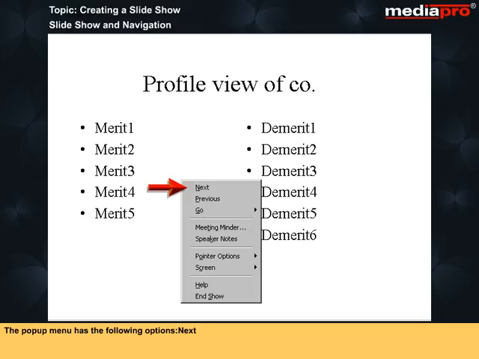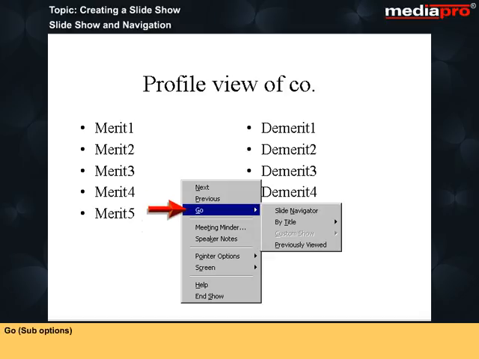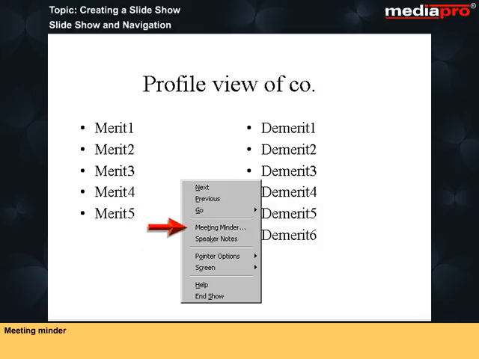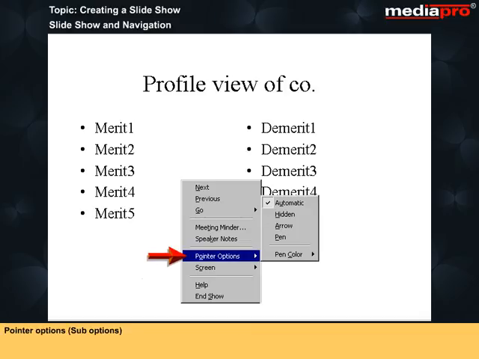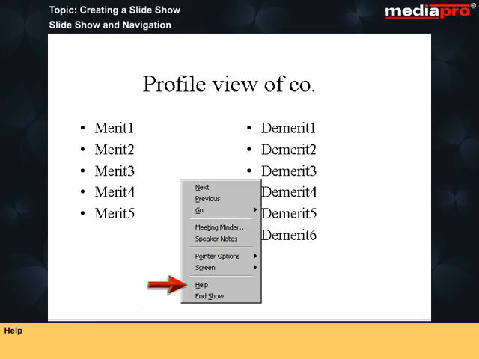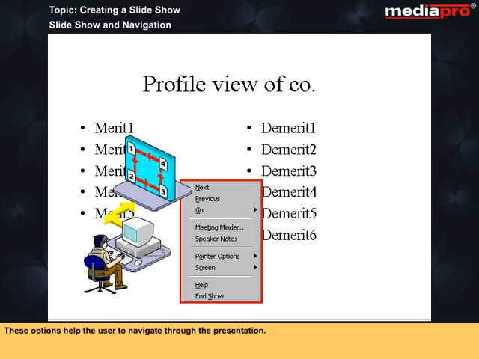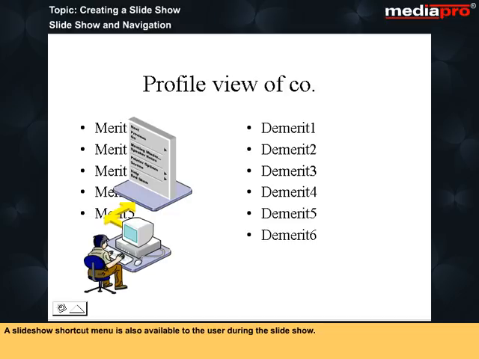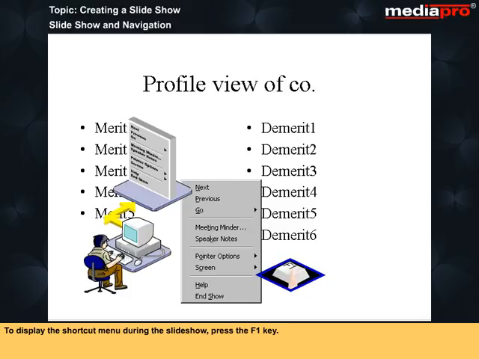The pop-up menu has the following options: Next, Previous, Go sub-options, Meeting Minder, Speaker Notes, Pointer options sub-options, Screen sub-options, Help, End Show. These options help the user to navigate through the presentation. A slideshow shortcut menu is also available to the user during the slideshow. To display the shortcut menu during the slideshow, press the F1 key.